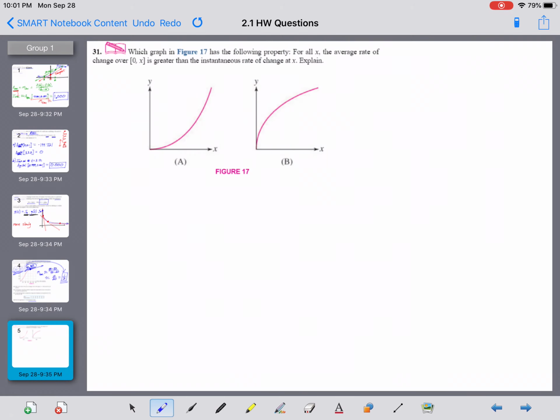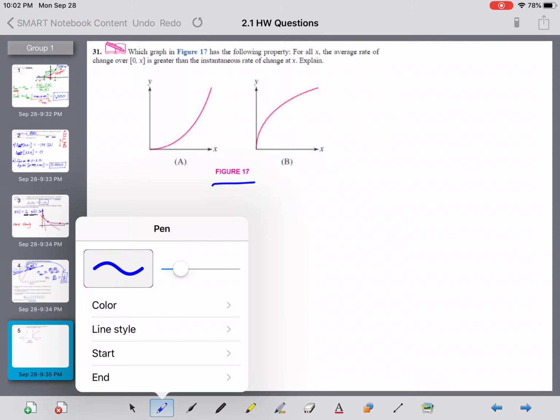And let's take a look at number 31 lastly here, guys. I think that's the last one you guys had asked me about, up until this point anyway. Okay, so in 31, they're asking you which graph in figure 17, A or B, has the following property: for all x, the average rate of change over the interval from 0 to x is greater than the instantaneous rate of change at x. And we're supposed to explain.